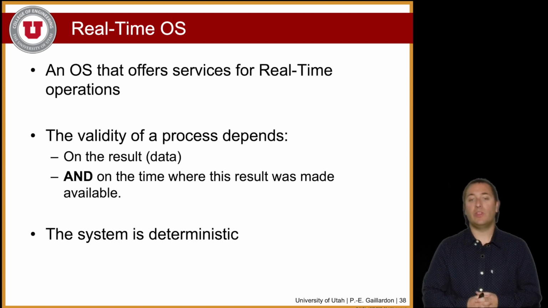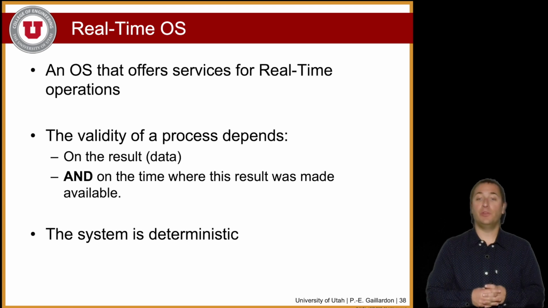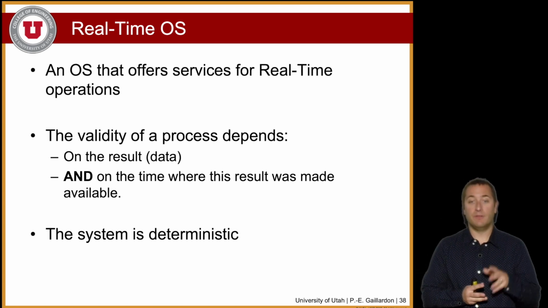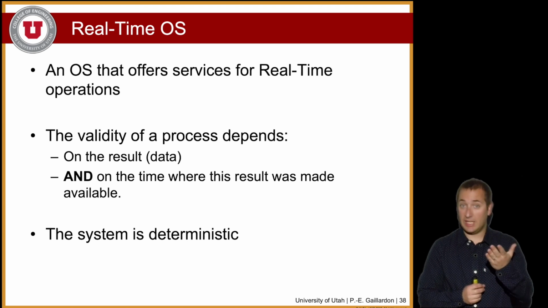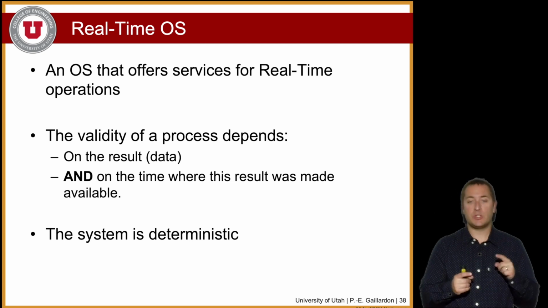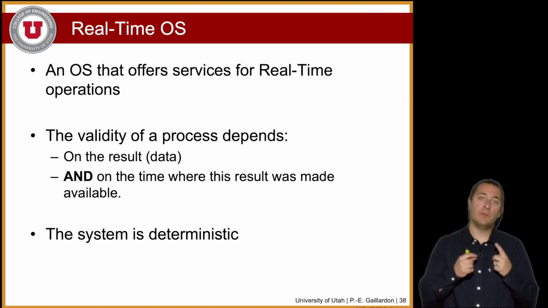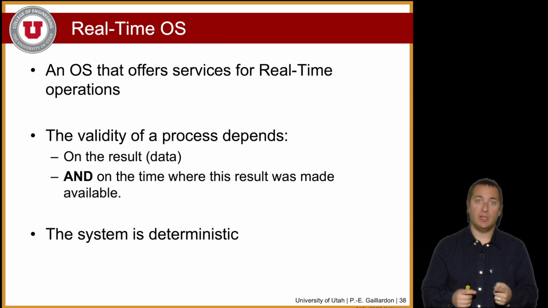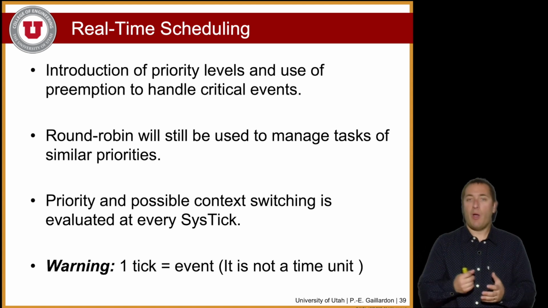So a real-time operating system is an operating system that offers services for real-time operation. And the validity of the process now does not only depend on the result, the data itself, which is what we had in regular operating systems, but on the time when the result is made available. The system is, as a result, deterministic, and that's what we want in many critical applications. So how is that done?